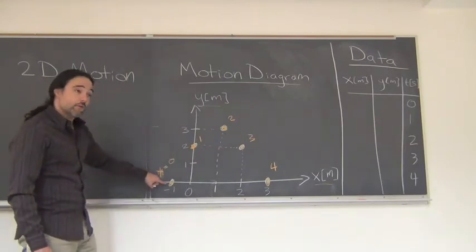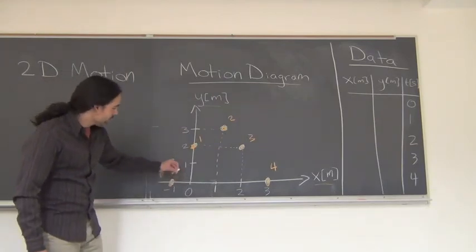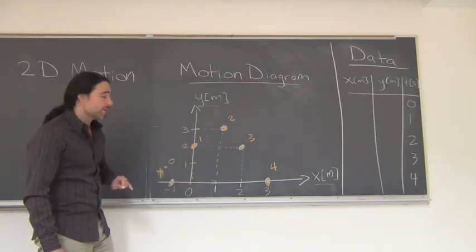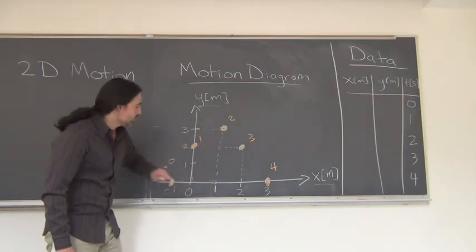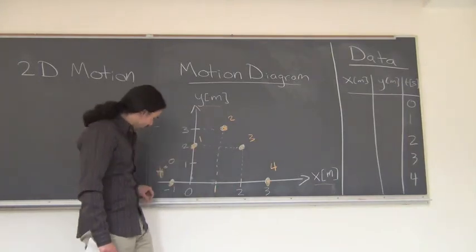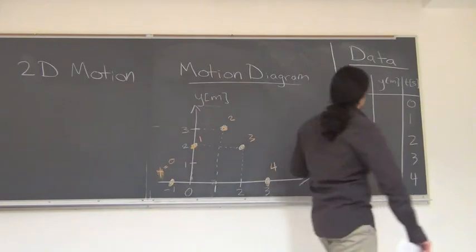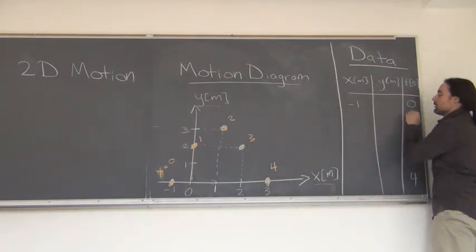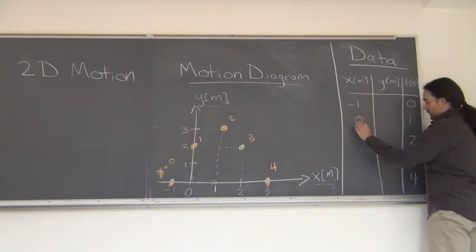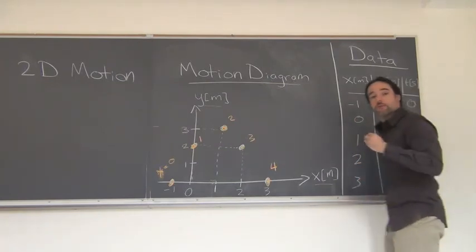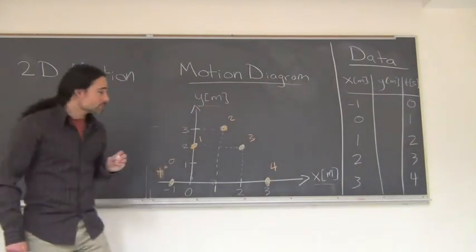Let's see, I start at -1 meters on the x, then we go to 0 meters on the x-axis. Time 2, we're at 1 meter on the x-axis, 2 meters, 3 meters. So I can just write that down in my data table. At 0 seconds, we're over -1 meters. 1 second, we're at 0 meters, 1 meter, 2 meters, 3 meters, down the line.